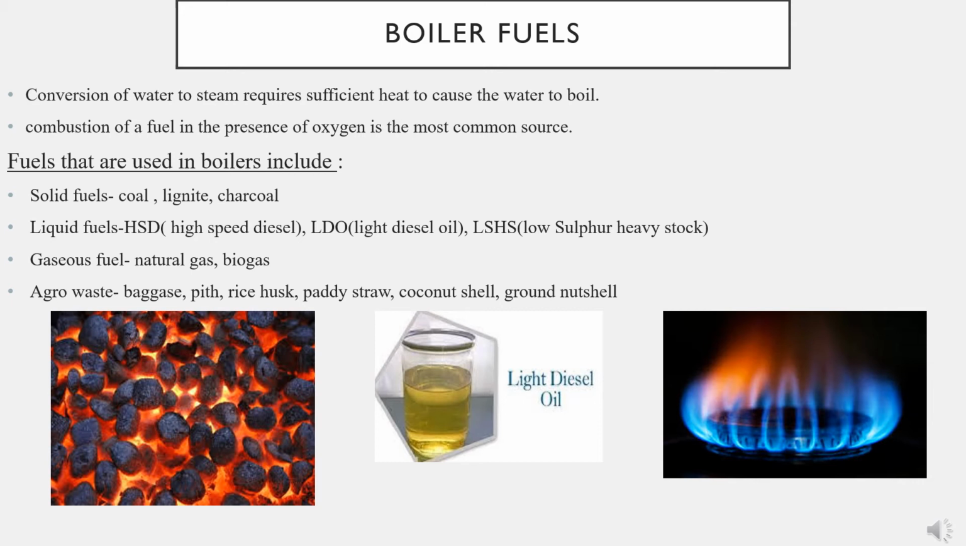Now we know that in order to produce steam, heat is supplied to water and this heat is generated by combustion of fuels in the presence of oxygen. Fuels that are used in boilers include solid fuels such as coal, lignite and charcoal, liquid fuels such as high-speed diesel and light diesel oil. Gaseous fuels include natural gas and biogas. Agro waste includes bagasse, rice husk and groundnut shell.